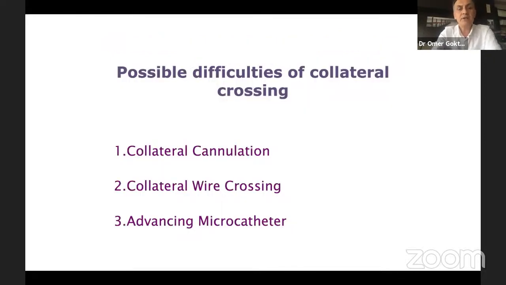What difficulties can we have in crossing collaterals? We might have difficulty with collateral cannulation. Sometimes it could be difficult. Sometimes the angle is not suitable. Sometimes you may have collateral through stents, or the collateral may be very proximal. So collateral cannulation could be an issue. Sometimes collateral wire crossing is difficult itself, mostly because of tortuosity, and advancing the microcatheter is sometimes another issue.